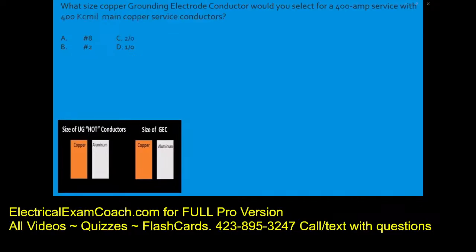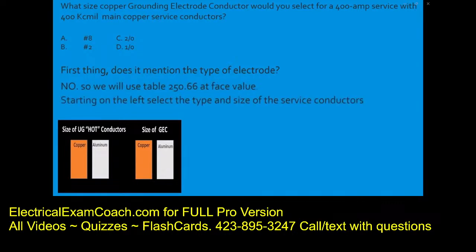What size copper grounding electrode conductor would you select for a 400 amp service with 400 kcmil main copper service conductors? First thing, does it mention our type of electrode? No, so we're going to use Table 250.66 at face value. Starting on the left-hand side, selecting the type and size of our service conductors, and in this case it's copper. Then when we cross over, we're also going to be selecting from the copper side, and we're going to select a 1-aught, D. Great job.